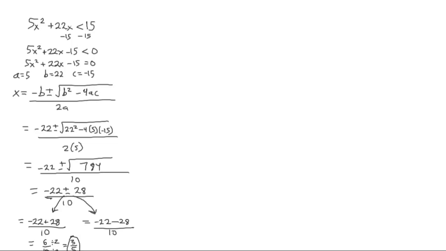This is one of our critical values that we'll need. Here on the right, this is the same thing as negative 50 over 10. And this turns into a negative 5. Now we solved this equation for x, and we found a negative 5 and a 3/5. The next thing you have to do is create a number line.